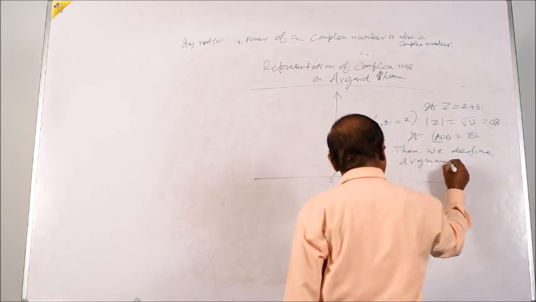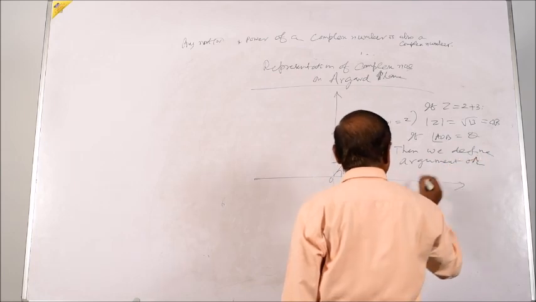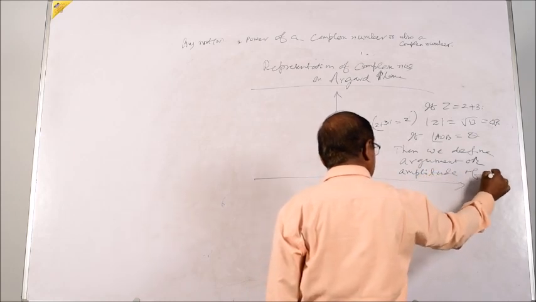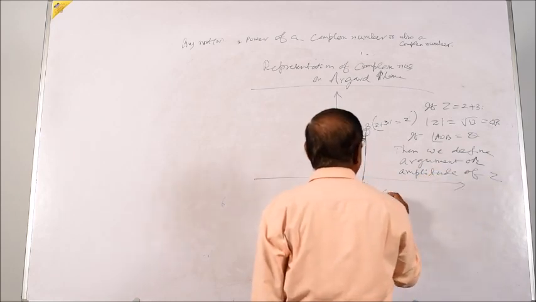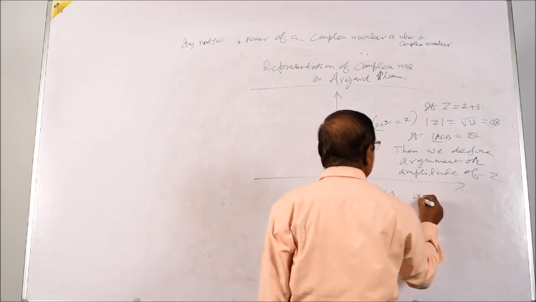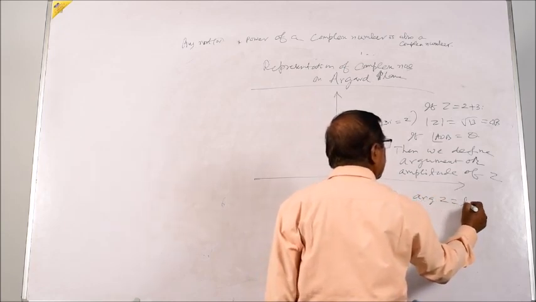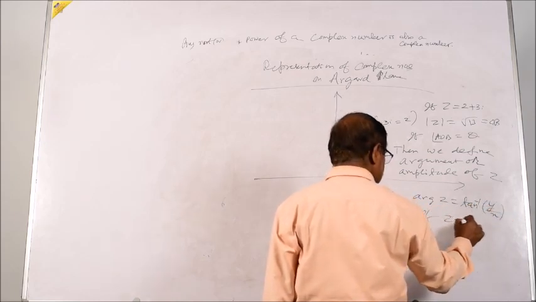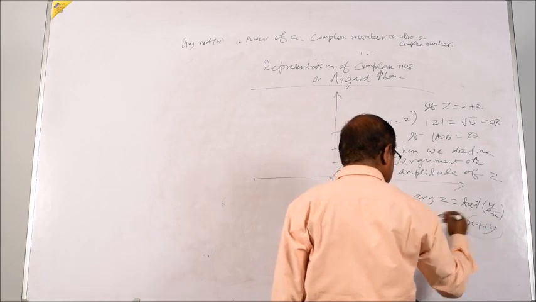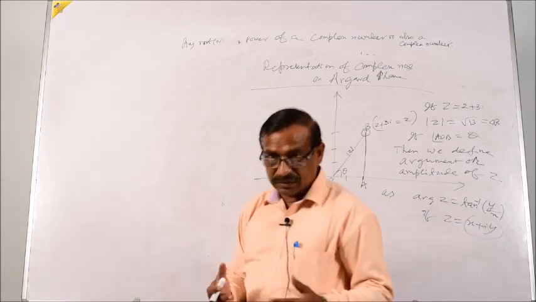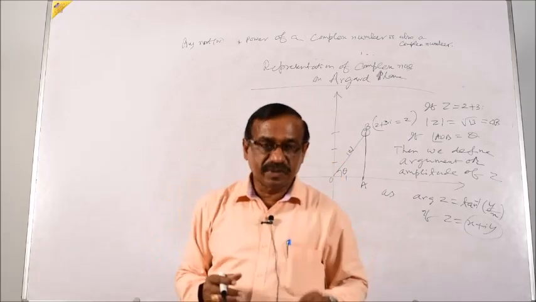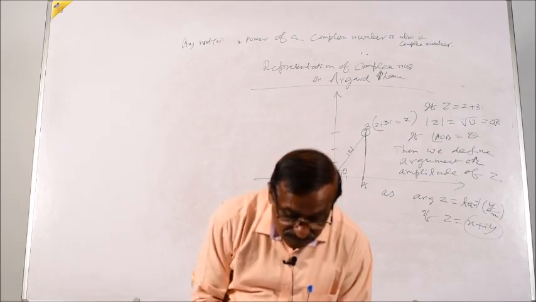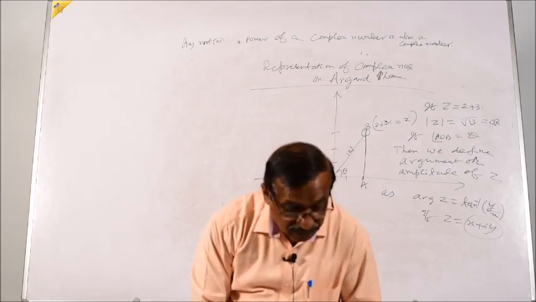argument or amplitude of z as tan inverse y by x if z is equal to x plus iy, depending on the quadrant in which this complex number is present. So we will discuss other properties in the next class.